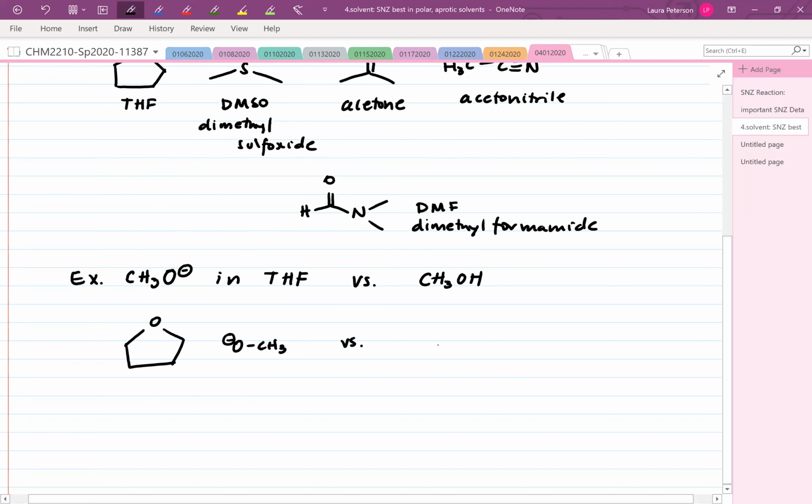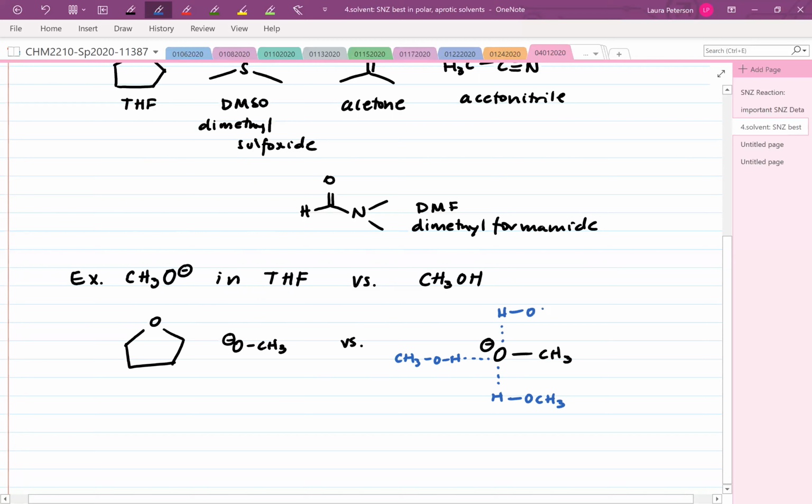Okay, so now let's compare that to methanol. Okay, so here, if I were to consider the structure of our alkoxide, okay, and then let's draw in some of our solvent molecules. So remember that that OH bond is quite polar. And when we have that polar OH bond, that hydrogen then can participate in H bonding.